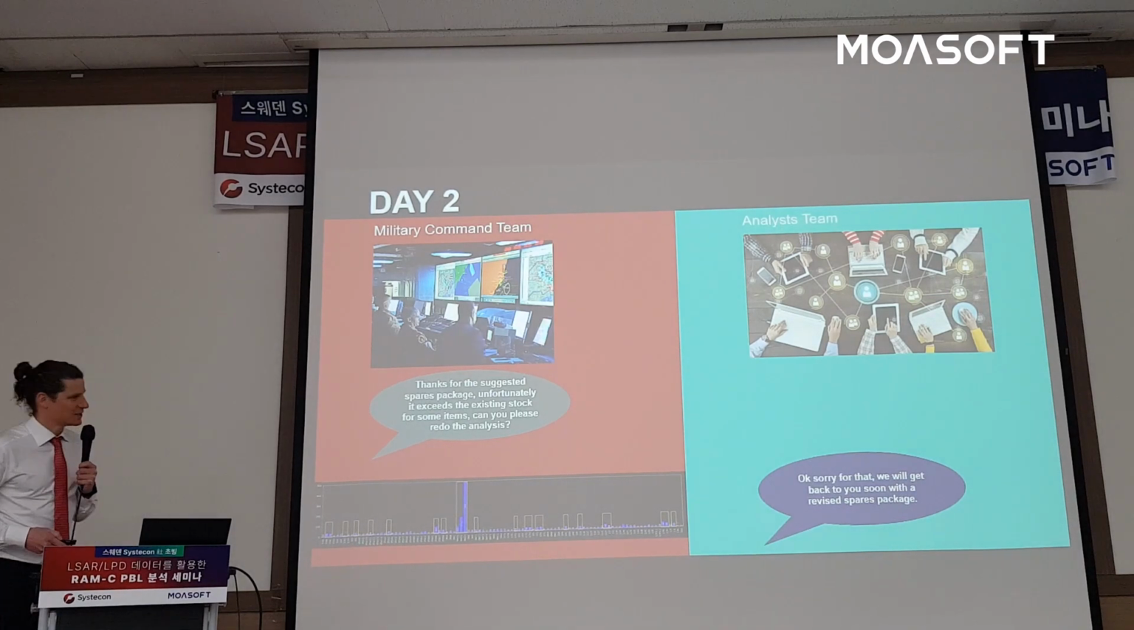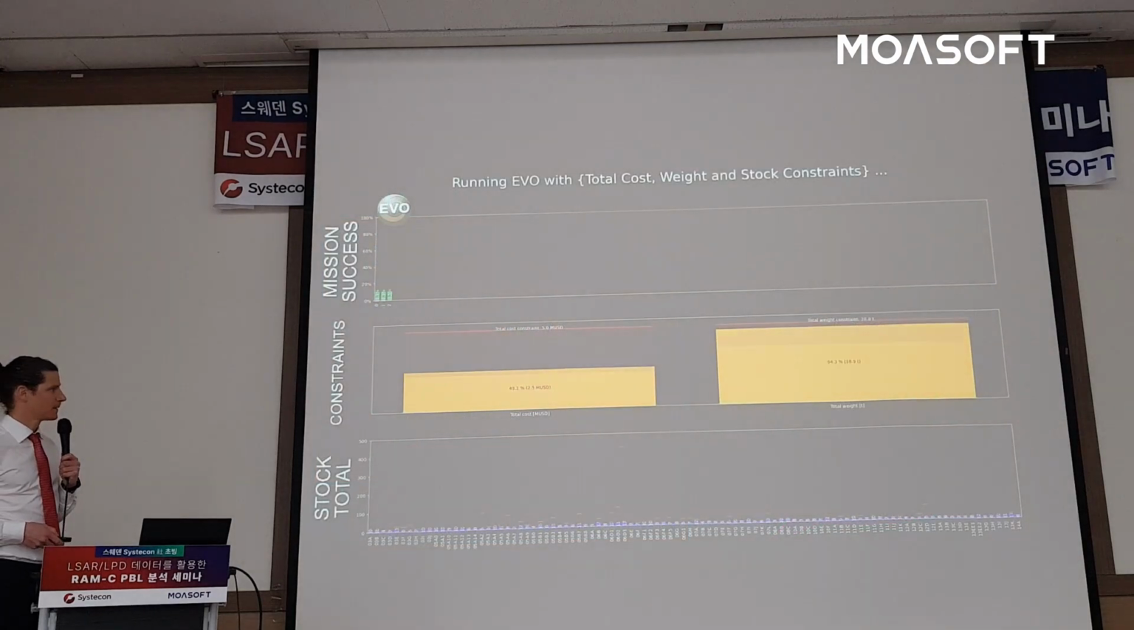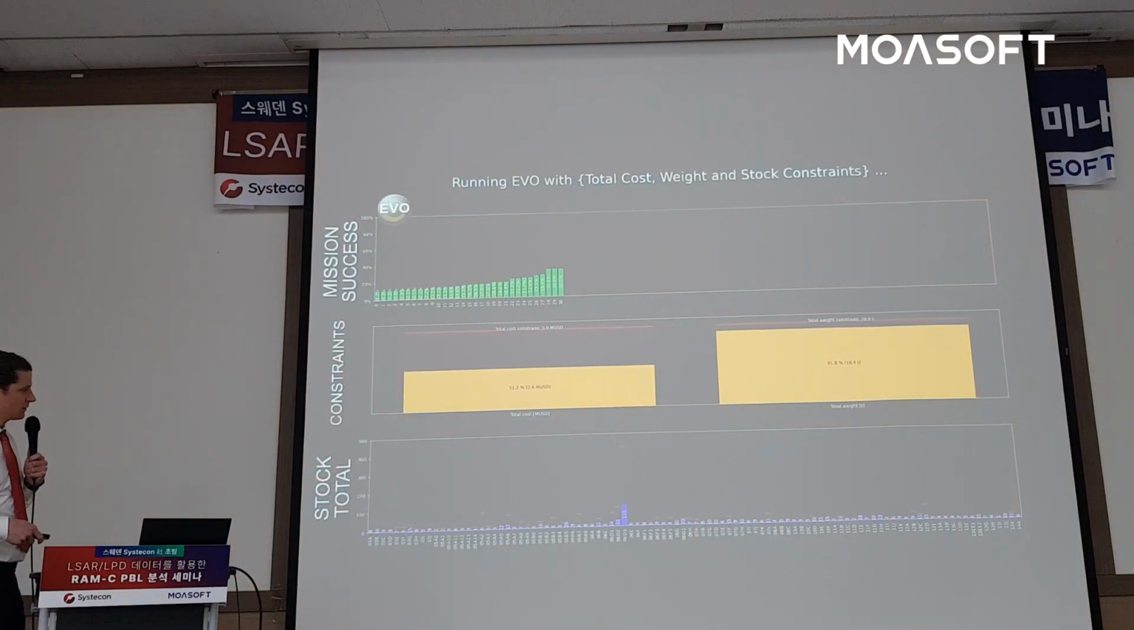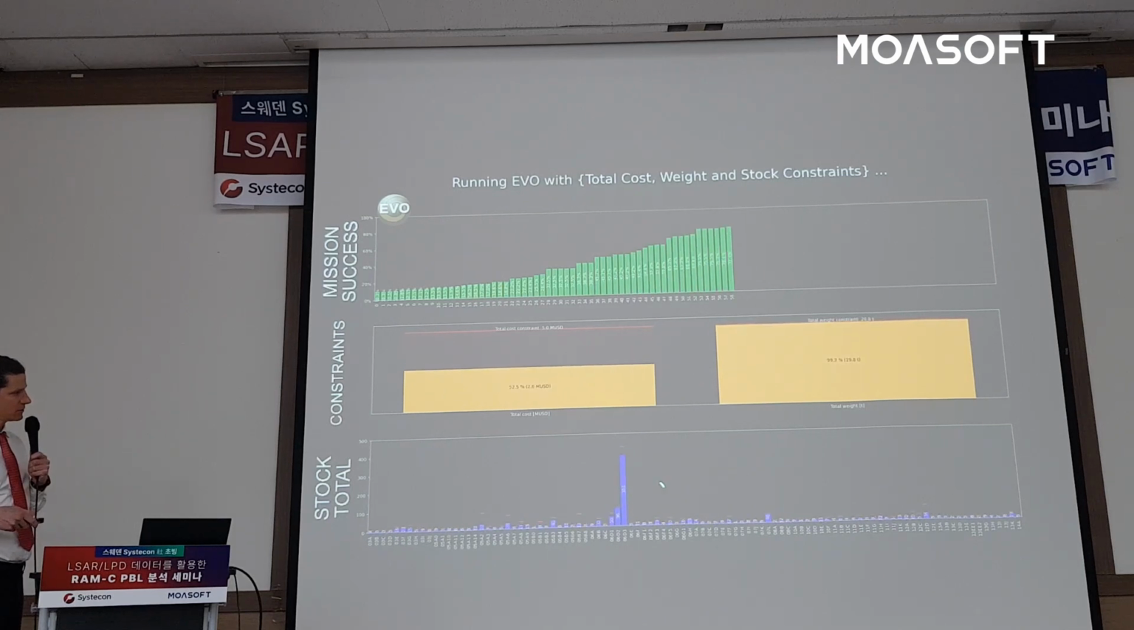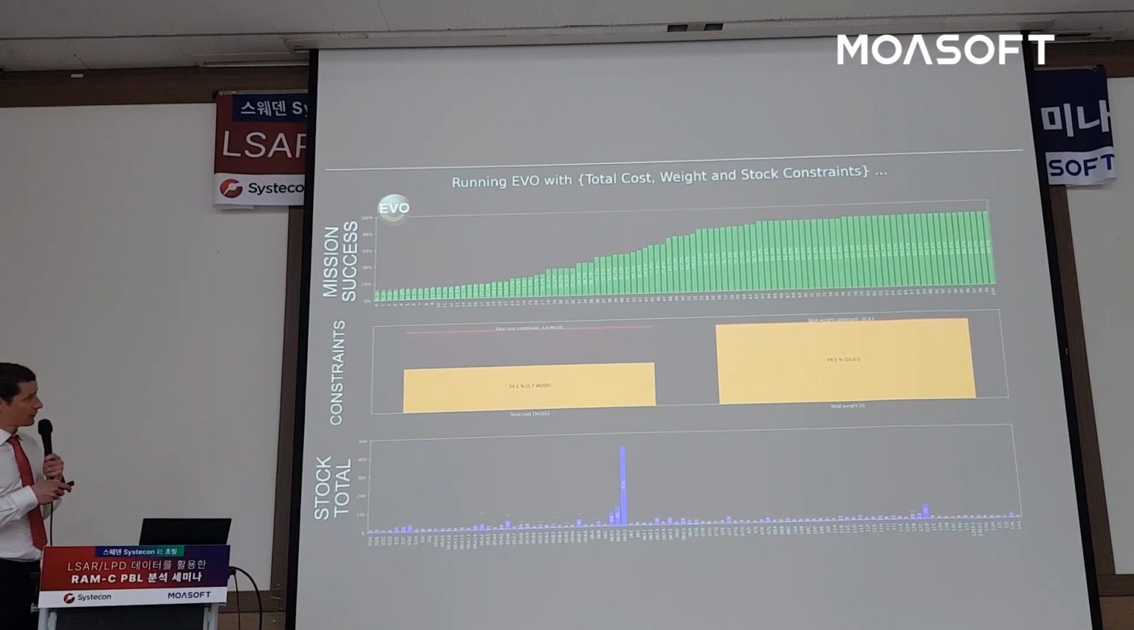Okay, let's do that. So we add another restriction, the red bars here, saying that there's a maximum value on the number of spares that we can deploy for each type of spare part. And we run it with OPUS again. You see the red lines at the bottom graph here showing the maximum values for each of the spares. And now after 100 iterations again, the mission success flattens out. And we also see that all the blue bars are now behind the red lines, meaning that we are compliant with the constraint on the number of spares.